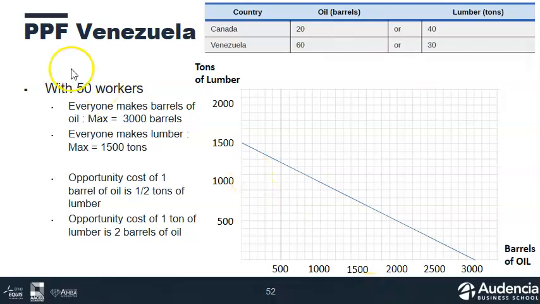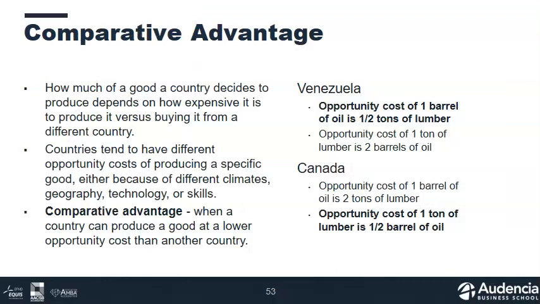This is the production possibilities frontier of Venezuela. So we've drawn it already for Canada. Now I have it for Venezuela, and we can see the different combinations possible for Venezuela and the opportunity cost. So we've seen what absolute advantage is.